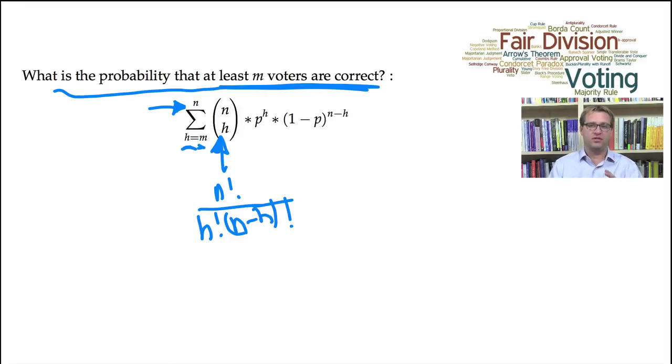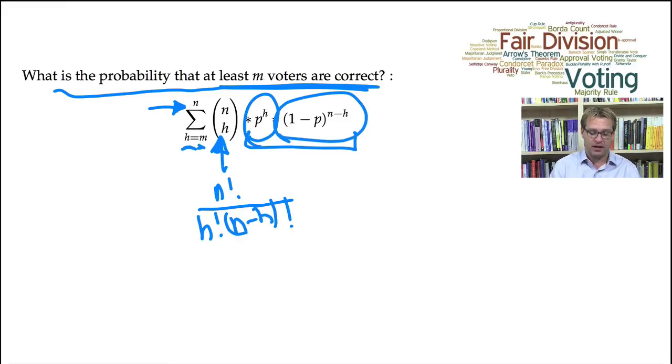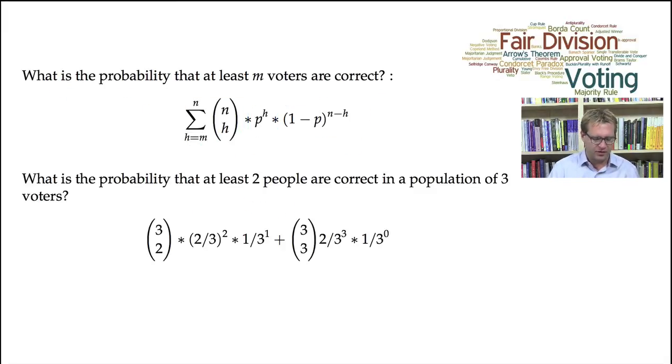However you do the calculations, it's just the total number of ways to choose h voters from among n total possible voters. And then you just multiply by the probability that those h voters are correct times the probability that the remaining n minus h voters are incorrect. So that probability is 1 minus p. A concrete calculation will make this more explicit.